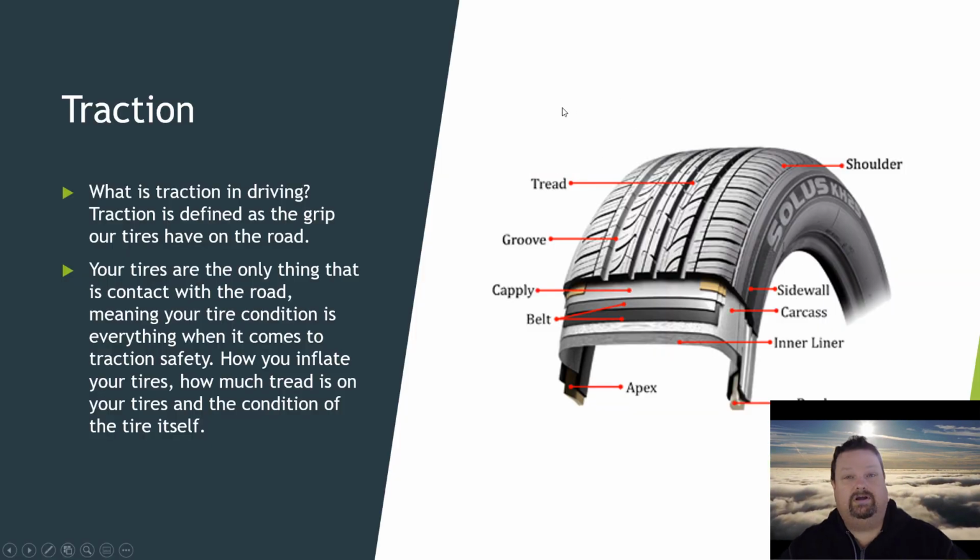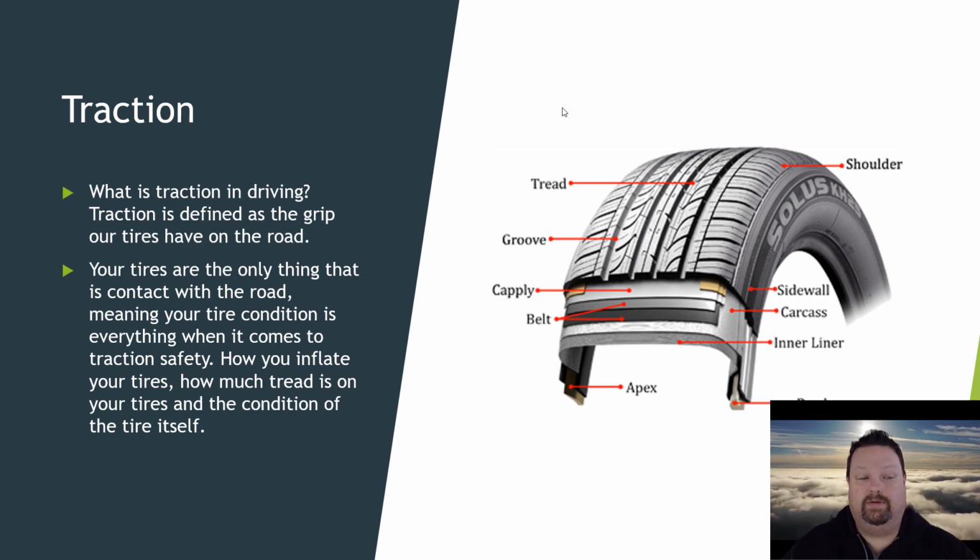All right, so let's talk about traction. Okay, what is traction in driving? Traction is defined as the grip our tires have on the road. Your tires are the only thing that is in contact with the road, meaning your tire condition is everything when it comes to traction safety. How you inflate your tires, how much tread is on your tires, and the condition of the tire itself is going to determine the amount of safety you're going to have when out there on that road.